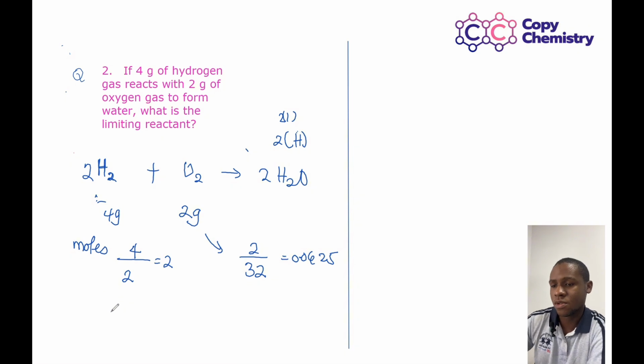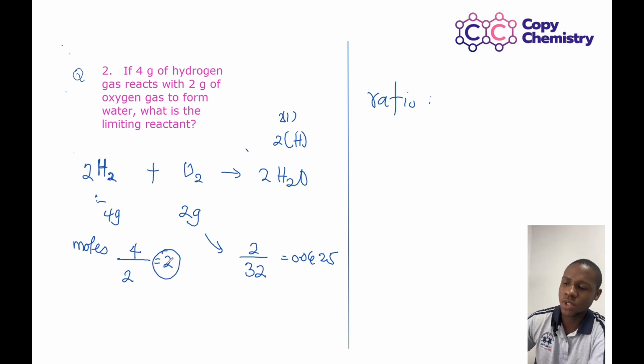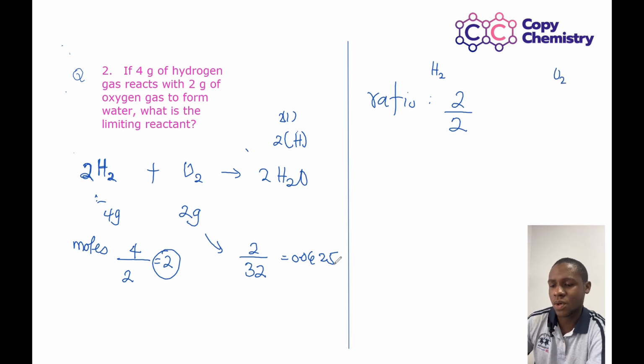Now we've had the moles here. The next thing we're to do is to get the ratio. Okay, so the ratio in this case becomes this moles divided by the stoichiometric coefficient. That's 2 over 2. This is for hydrogen. And then for oxygen, what happens? This one here, 0.0625, will be divided by the stoichiometric coefficient, 1.